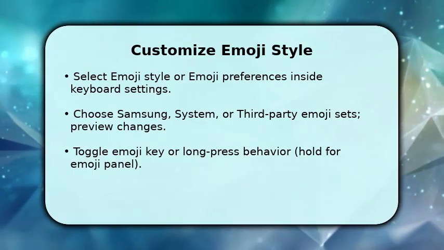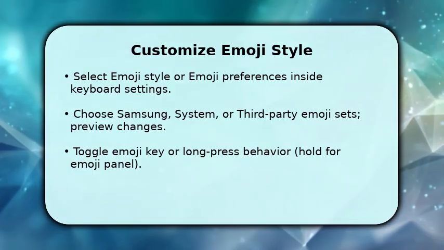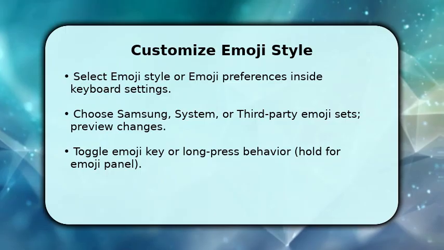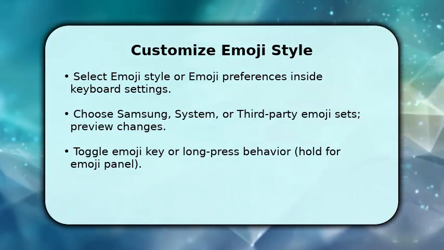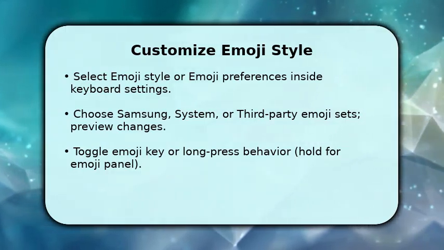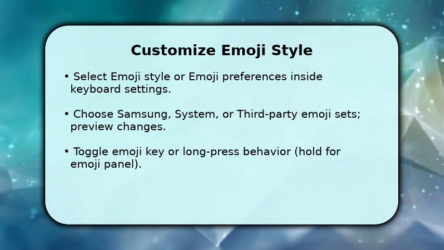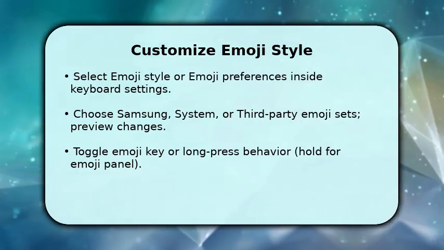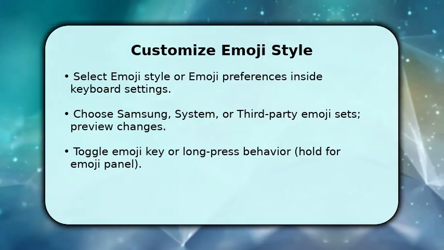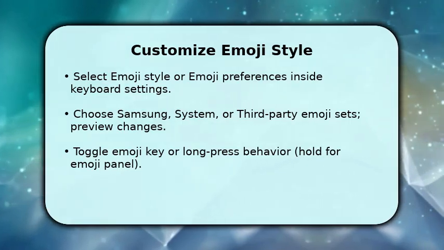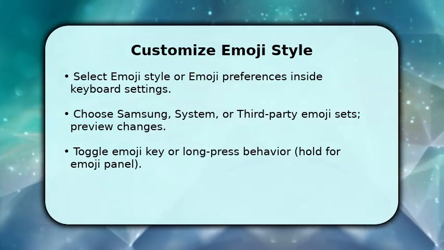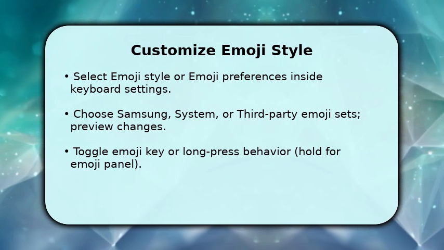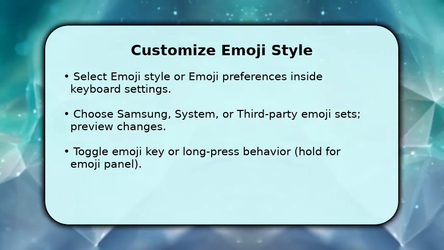Inside Emoji Preferences, pick the style: Samsung's own set, system emojis, or a third-party pack if available. You want the visual set that matches your apps. Then configure the input. Enable the emoji key on the keyboard or set long press on the comma/enter key to open the emoji panel. This matters because some apps read system emoji while others fall back to keyboard-rendered versions, so adjusting both style and access ensures consistent results.